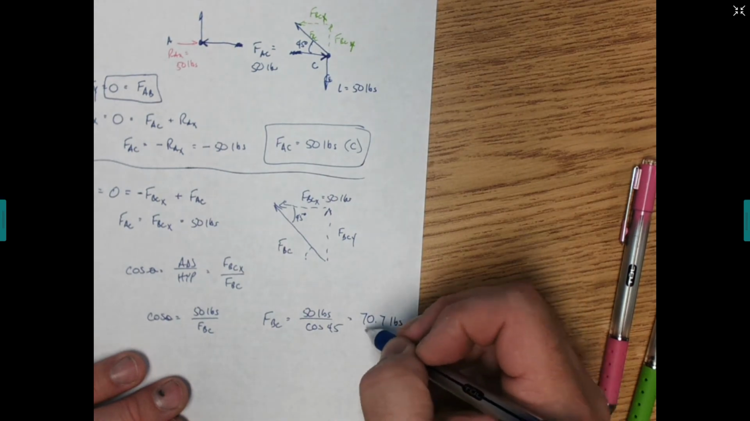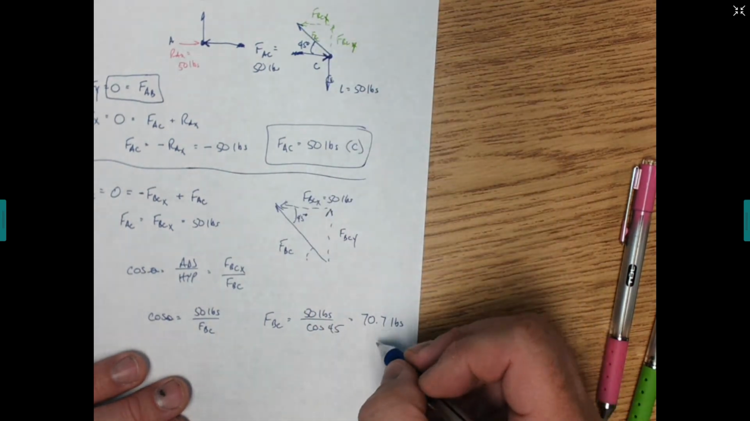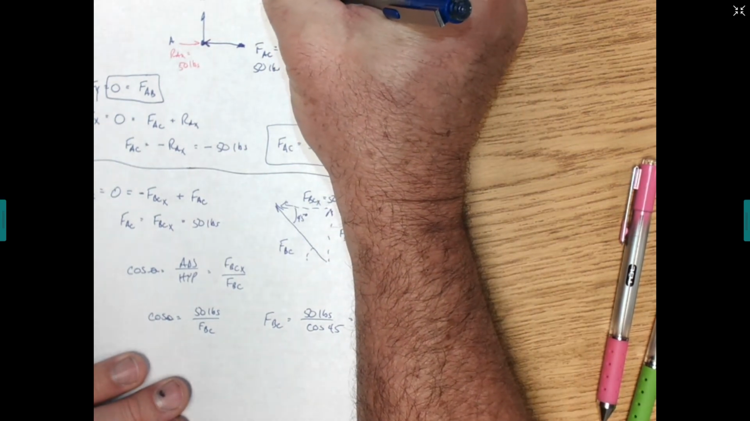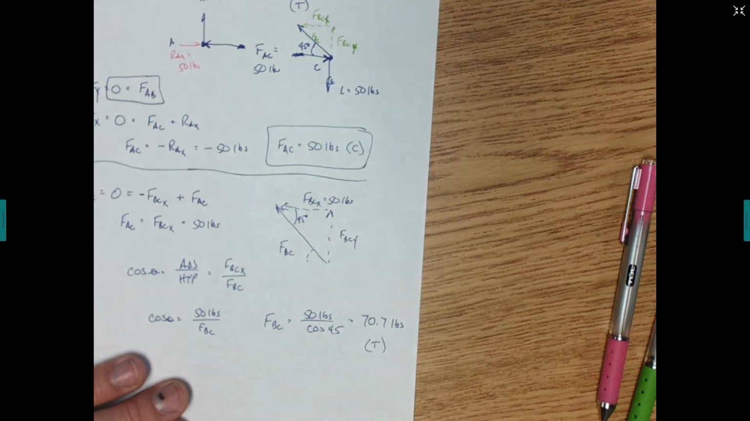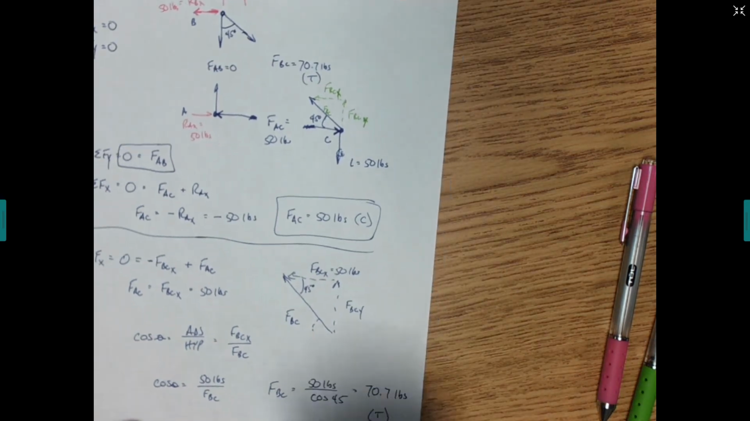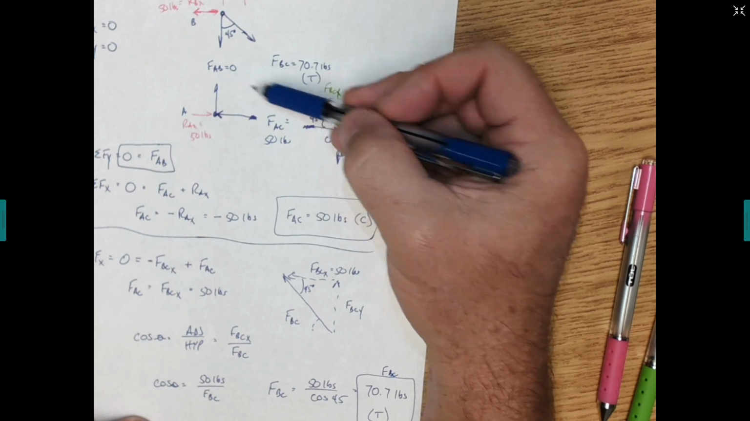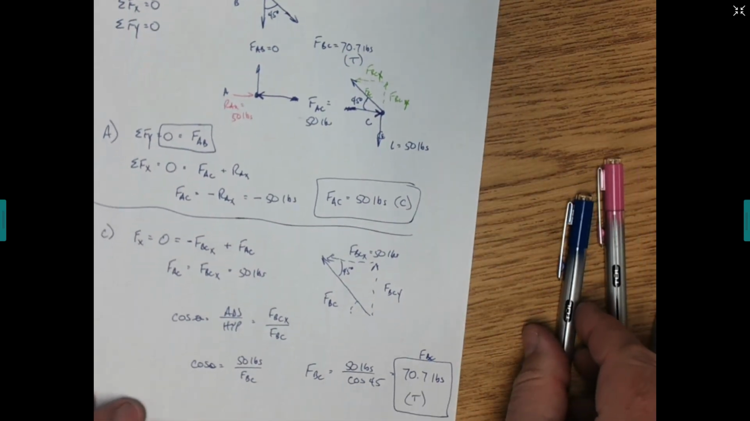We got a positive number, so that's force BC going in the correct direction. That means it is in tension. So it's 70.7 pounds in tension. Force BC. So now we've solved force BC, force AB, force AC. We have all of the forces solved, and you are all done.